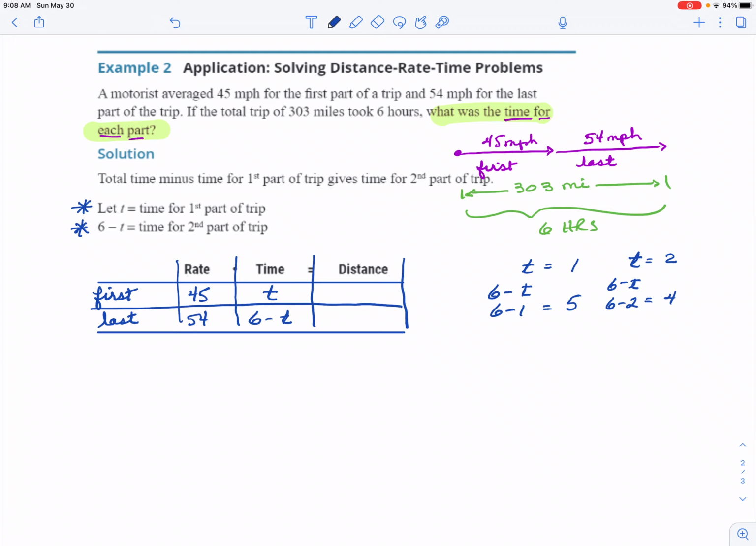All right, so again, remember I said this is typical. You have 2 columns filled in, and you use the template, the formula, for figuring out the third column. So 45 times T gives me the distance for the first part of the trip. Remember, it's rate times time equals distance. And 54 times 6 minus T gives me the distance for the second part of the trip.